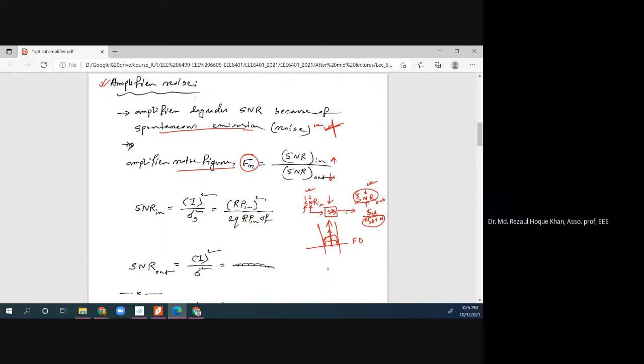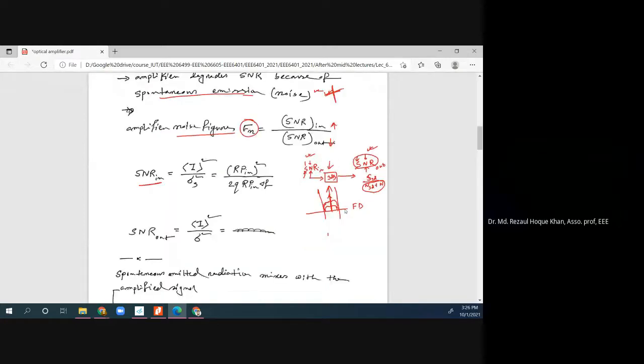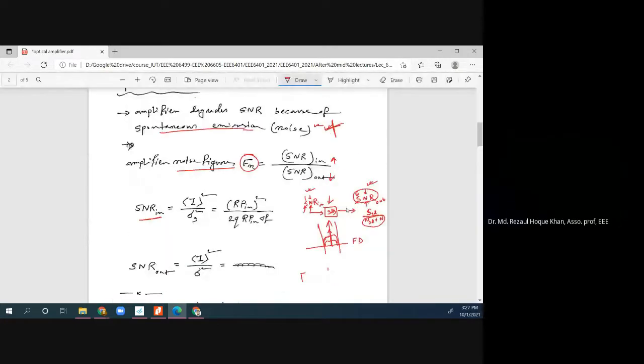Our aim will be to add as little noise as possible. So how do we find this signal to noise ratio input? We know the signal to noise ratio input from our previous discussion. For example, if I draw a schematic diagram, this is a photo detector, with signal to noise ratio in and signal to noise ratio out. For example, this is an amplifier.